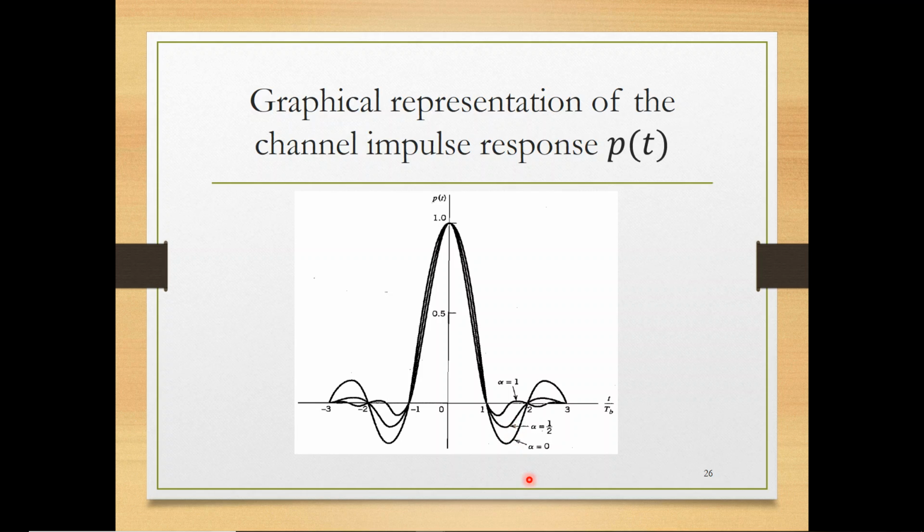Is it clear? When alpha is large, you have large ripples, large tails, high intersymbol interference. When alpha is small, you have low ripples and low interference, but in this case, you have the largest bandwidth occupation. So it's a trade-off, you waste your bandwidth.